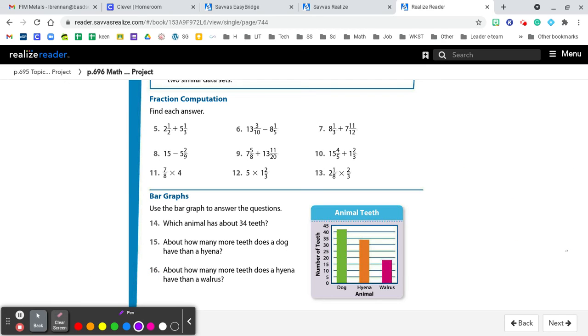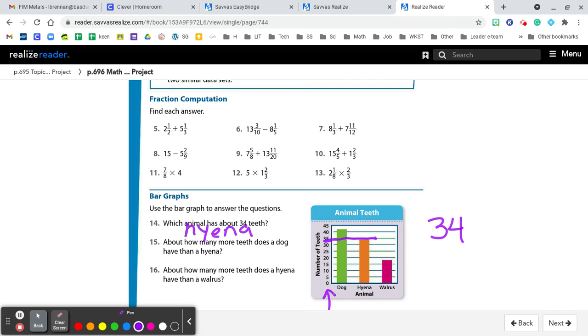And down in 14, which animal has about 34 teeth? So you're going to take a look, and you want to find 34 on your chart and go across, and you can see it's the hyena. About how many more teeth does a dog have than a hyena? So if we say that a hyena has 34, and we're going to need to look at the interval here, so we know they're counting by 5s.